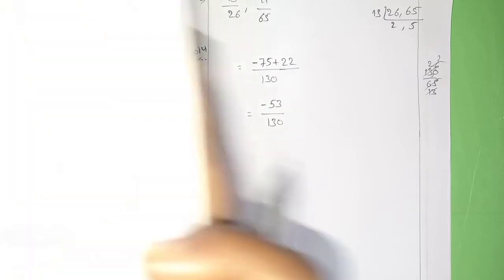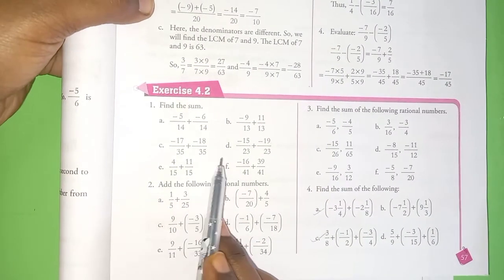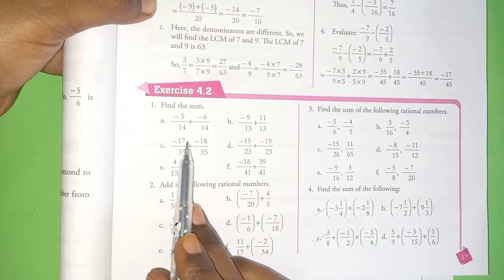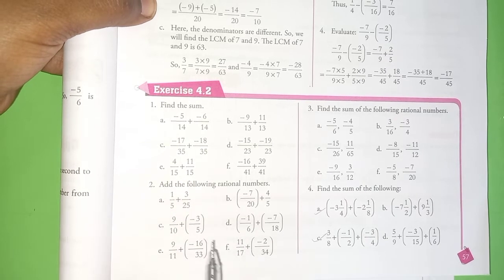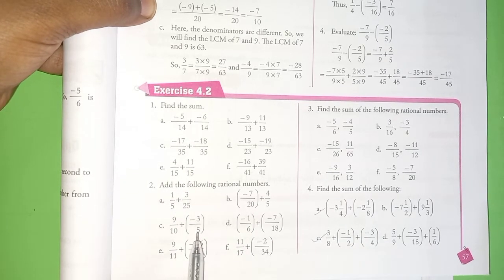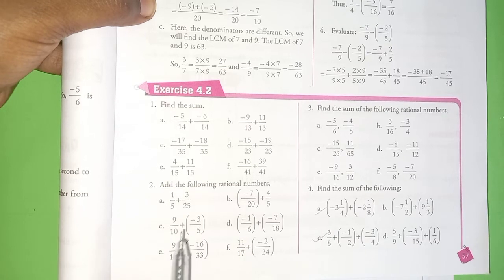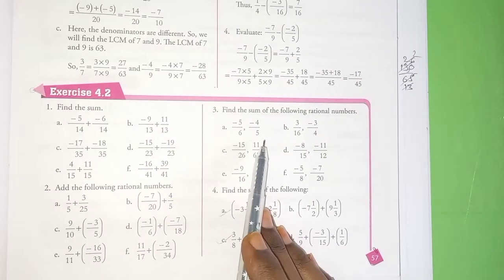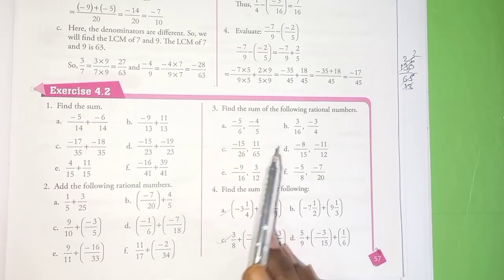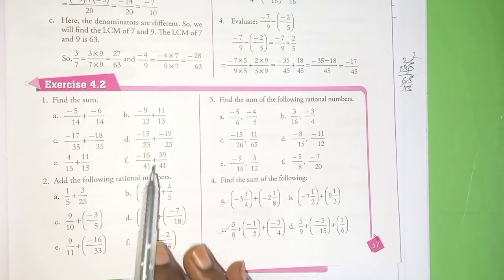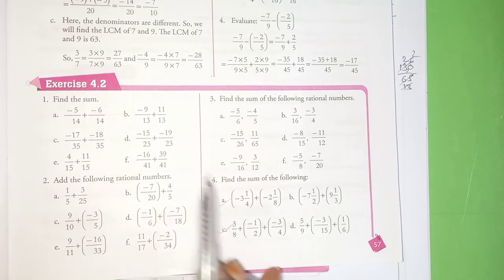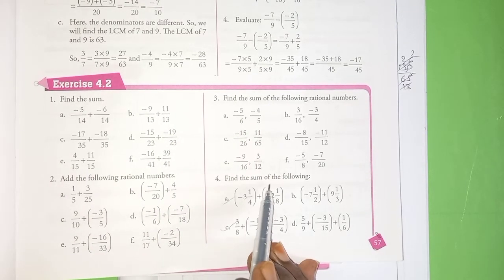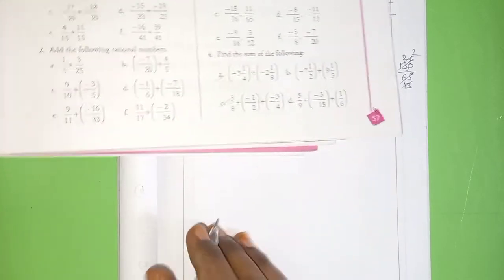Here the denominators are same, so simply we add the numerators. Here, to make the denominators same, we multiply one number to both numerator and denominator of the other number. And here we are doing it by using LCM. How I did, in the same way you have to finish the remaining problems. Next, fourth one. Find the sum of the following.